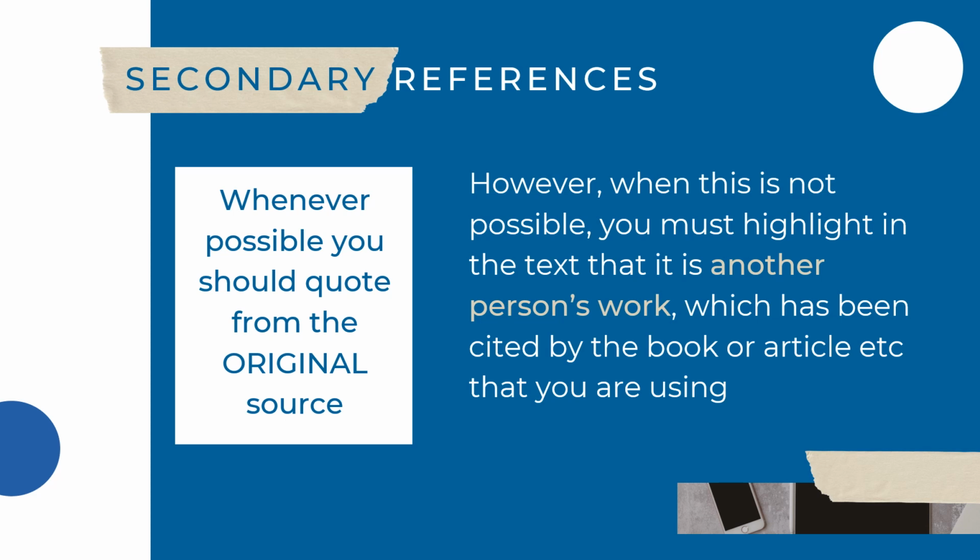Whenever possible, you should quote from the original source. However, this isn't always feasible, and this is where secondary referencing comes in. Secondary referencing is when you want to reference a source that is quoted in something else. We will look at an example next, which should make this clearer.